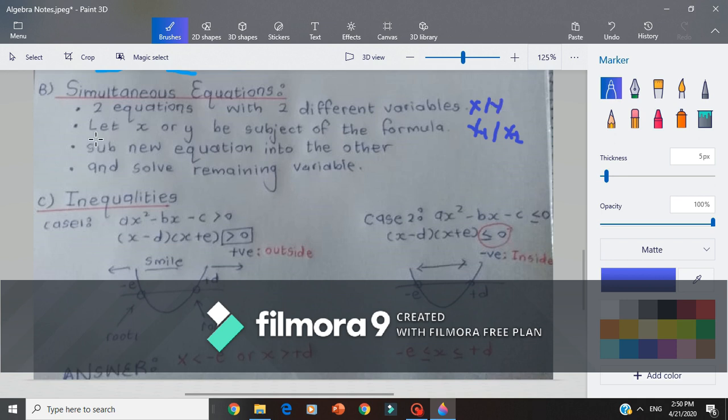Okay, so what we're going to do is let x or y be the subject of the formula. And then you could ask me which equation do I make the subject of the formula. That's simple, just select the easier one. So take the easier equation, make it the subject of the formula, substitute it into the second equation, and you'll get a new equation where you will have everything in terms of one variable. Because everything's in one variable, we can then solve that equation.